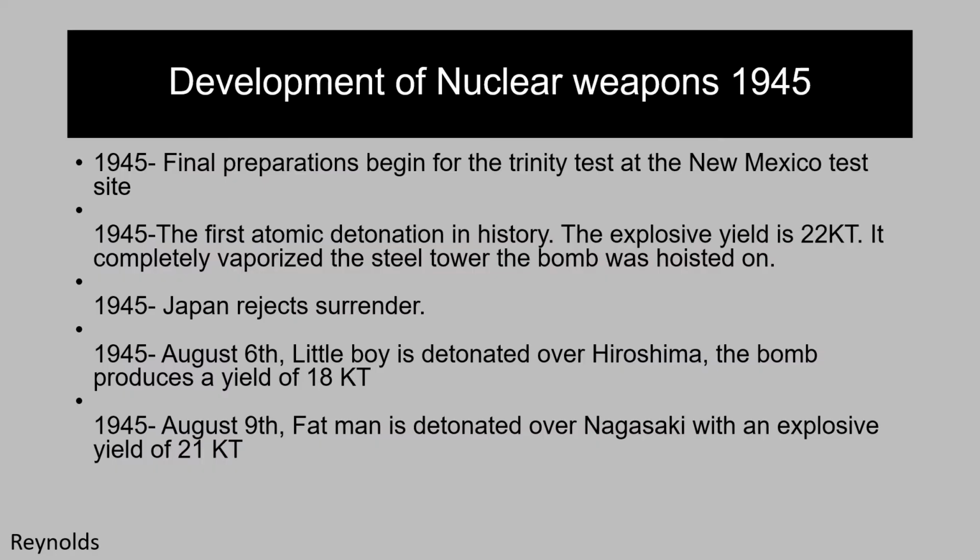1945. Final preparations began for the Trinity test at the New Mexico test site. The first atomic bomb detonated in history. The explosive yield is 22 kilotons. It completely vaporized the steel tower the bomb was hoisted on.